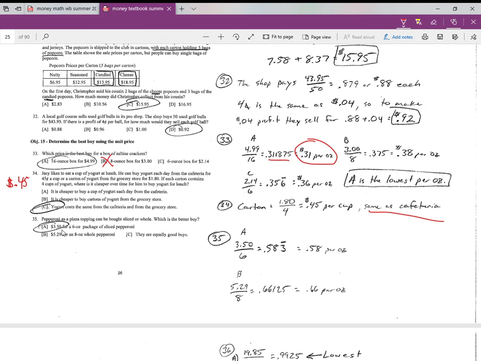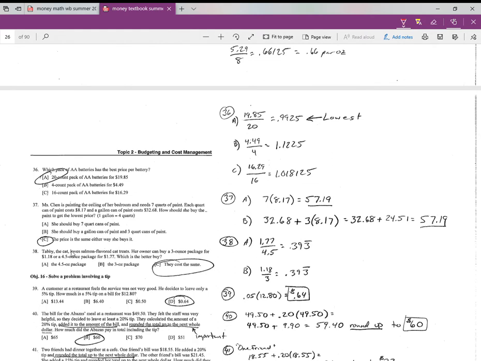So you're looking at all the choices, $3.50 for 6 ounces, so $3.50, you get 6 ounces, 0.583, rounded to 58 cents per ounce. Letter B, $5.29 for 8 ounces, so $5.29 divided by 8, 0.66125 or 0.66. So they're not the same, so C is out. 0.58 is cheaper than 0.66, so letter A.